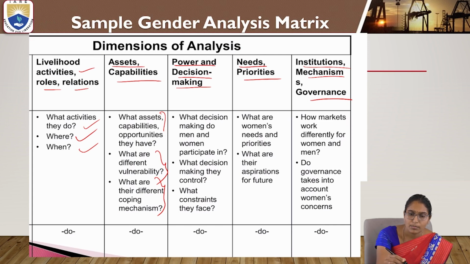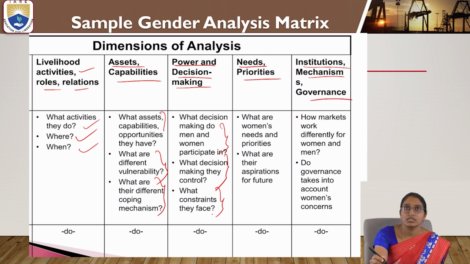And then power and decision making. What decision making do men and women participate in? Who will take the decision? Who is the decision maker there? That means the power and the control. What is the decision making they control? Who will take the decision? What constraints do they face? So these are the factors.